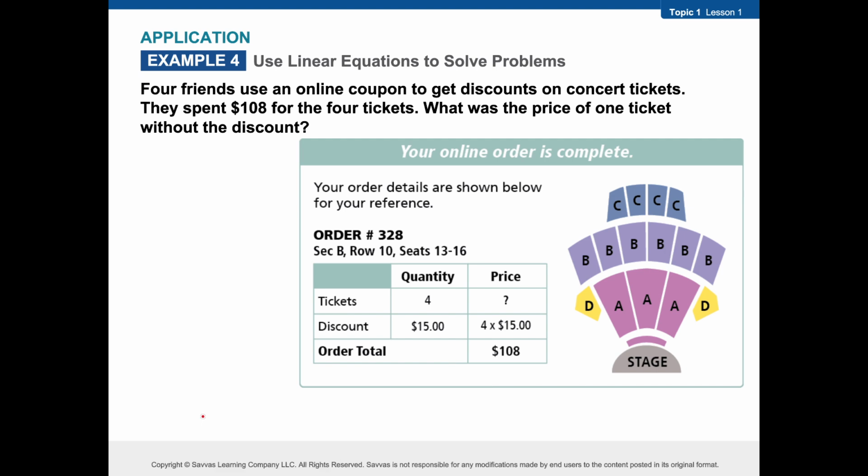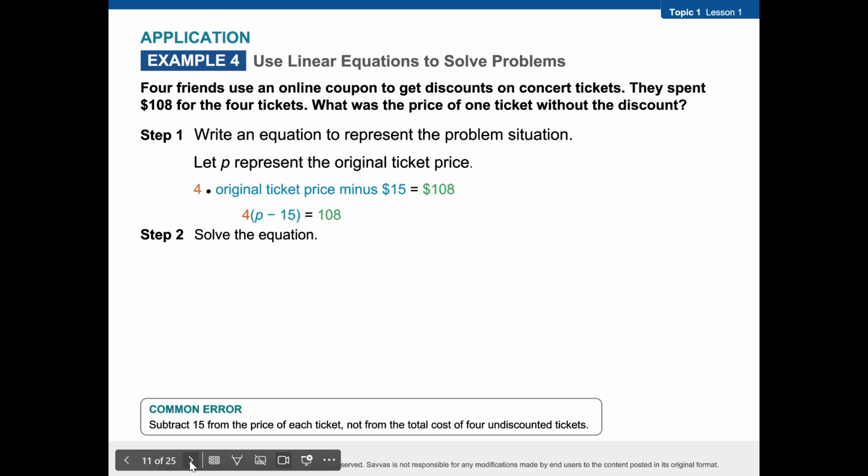Example 4, word problems. 4 friends use an online coupon to get discounts on concert tickets. They spent $108 for 4 tickets. What was the price of 1 ticket without the discount? So, step 1, write an equation to represent the problem situation. Let P represent the original ticket price.